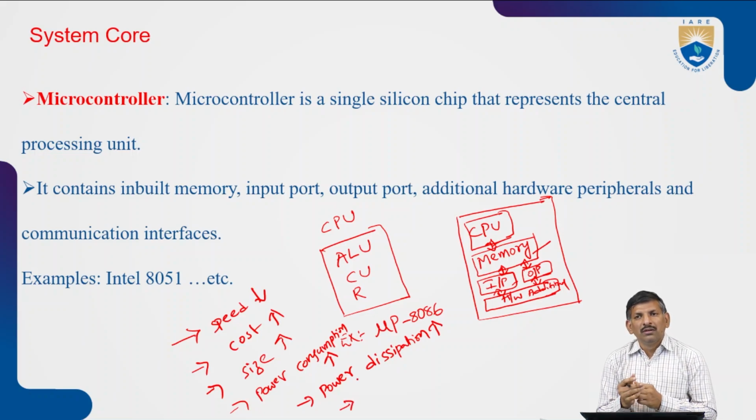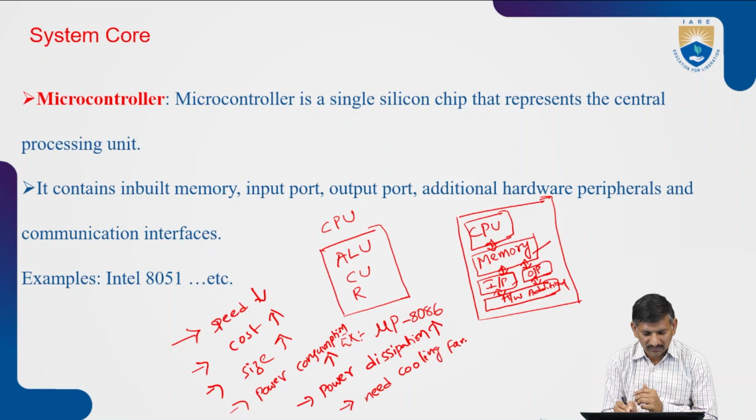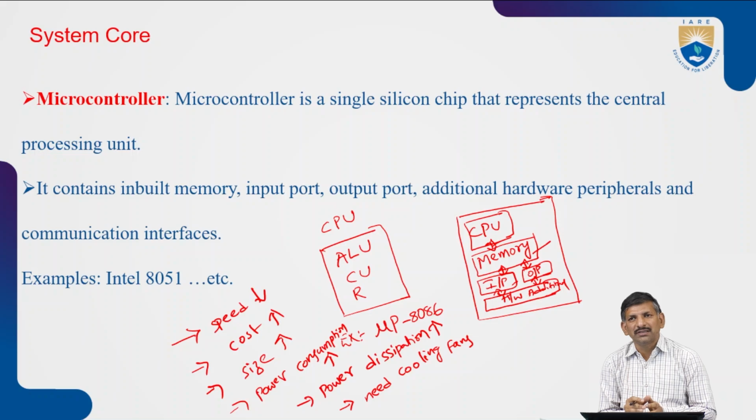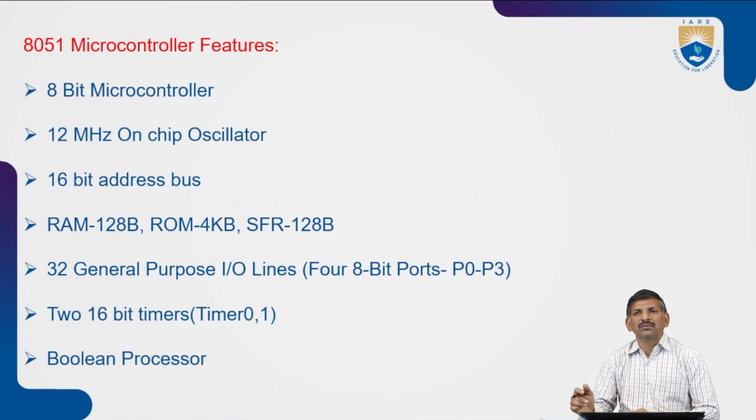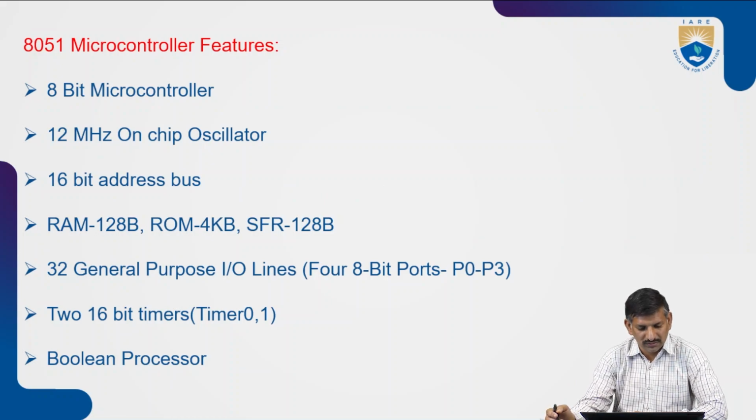Automatically, since more heat is generated, it requires cooling fans. So all these are the limitations of microprocessors when comparing with microcontrollers. Most of the time we prefer microcontrollers for designing embedded systems, like the 8051. We can check some features of the 8051 microcontroller.